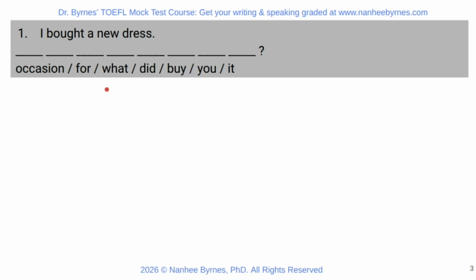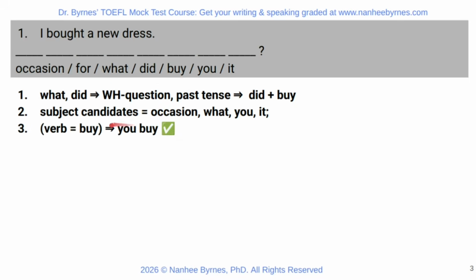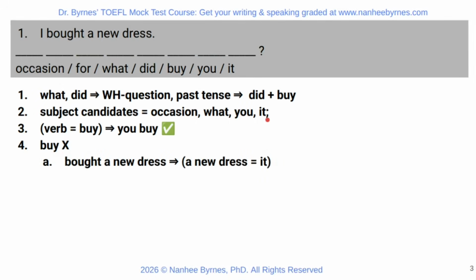Notice what did. This tells us it is a WH question in the past tense, so the verb must appear as did plus buy. The possible subject candidates are the nouns and pronouns occasion, what, you, it. The verb is buy. Among these words, the only one that can logically buy something is you, so the subject must be you. So we start with you buy. Next, we determine the object of buy. The possible objects are occasion, it, or what. To decide, we check the conversation.